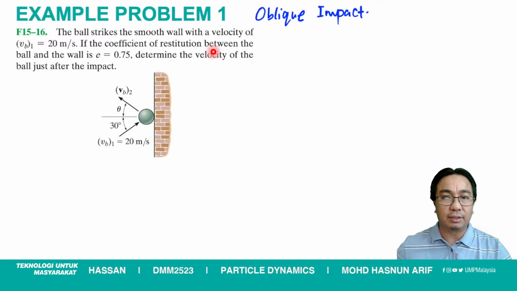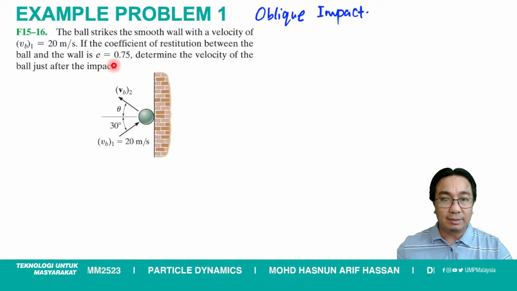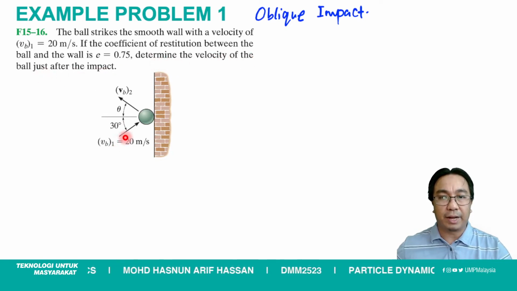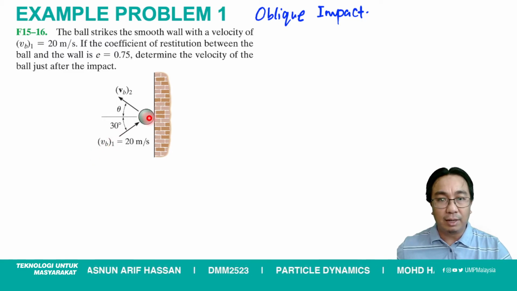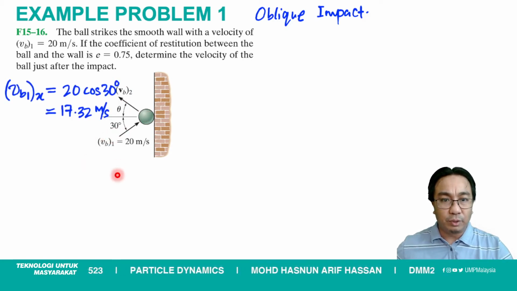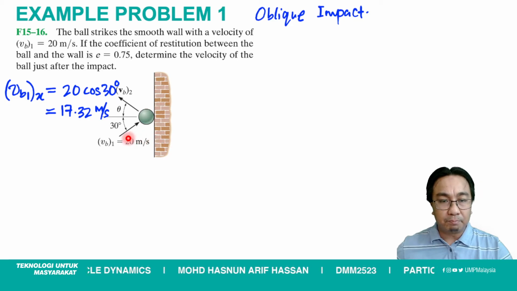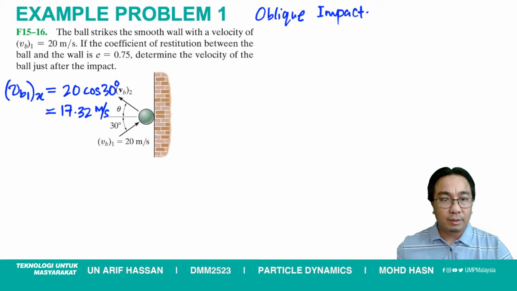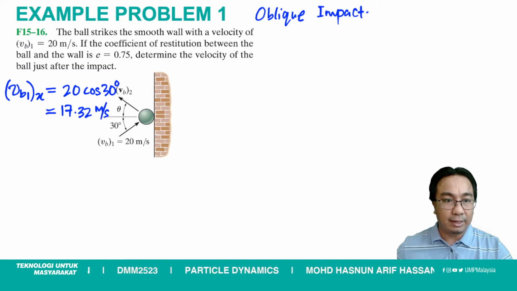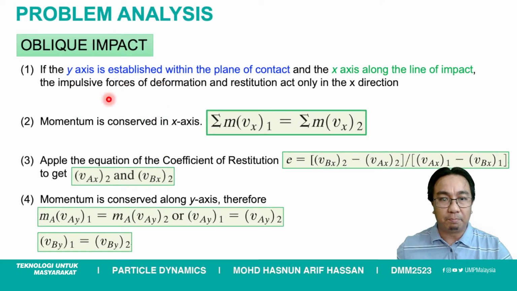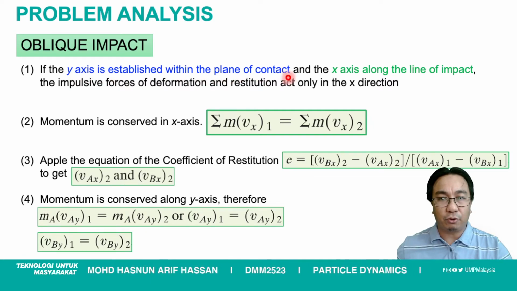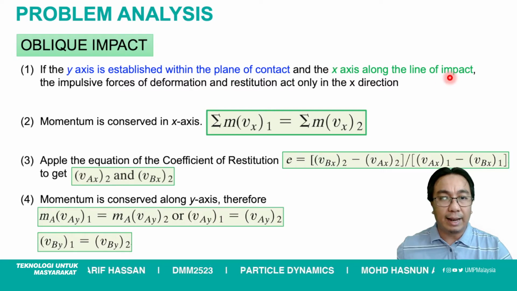If the coefficient of restitution between the ball and the wall is 0.75, determine the velocity of the ball just after impact. So we want to determine what is the velocity of the ball after the impact, which is this one, VB2. So first we're gonna have to determine our axis. As I have mentioned earlier, let's look at our previous slide, the problem analysis for oblique impact. First, we need to establish y-axis in the plane of contact and x-axis along the line of impact.